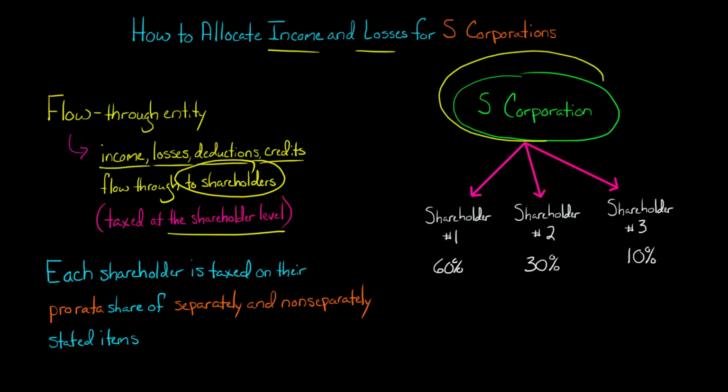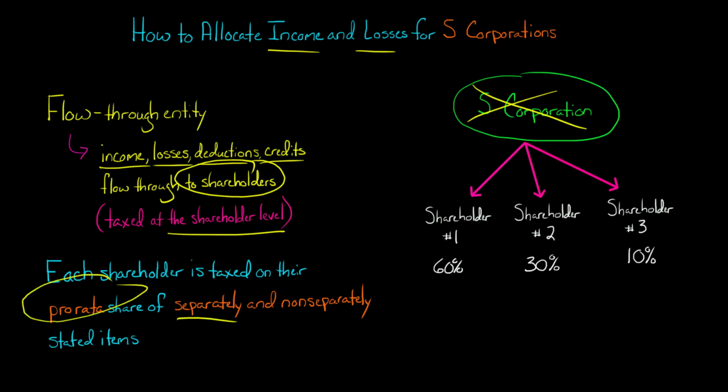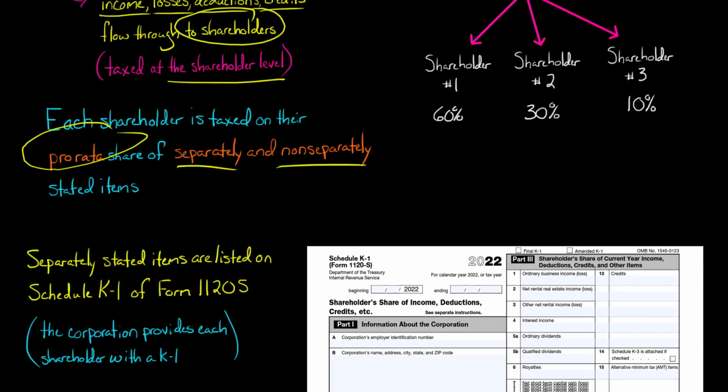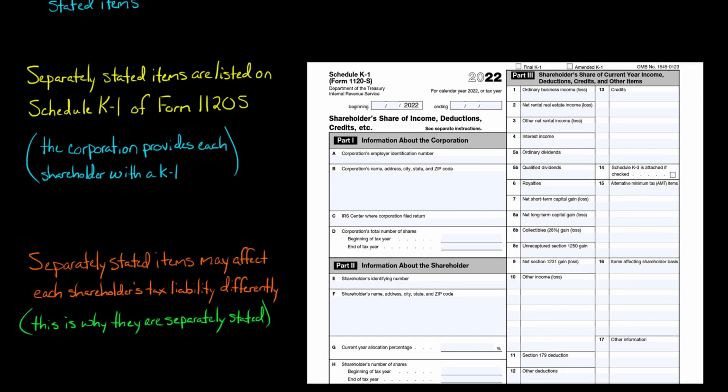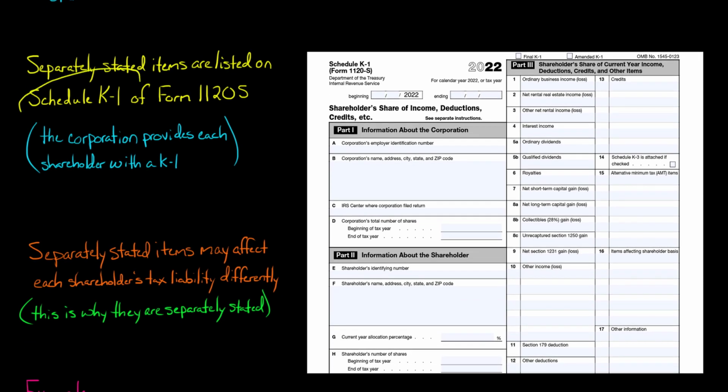So if an S corporation earns a profit, the S corporation itself will not be taxed on the profit. Instead, the profit will flow through to the shareholders of the S corporation, and they'll be taxed based on their pro rata share of any separately and non-separately stated items. So you might be wondering, what is a separately stated item? Well, separately stated items are listed on Schedule K-1.